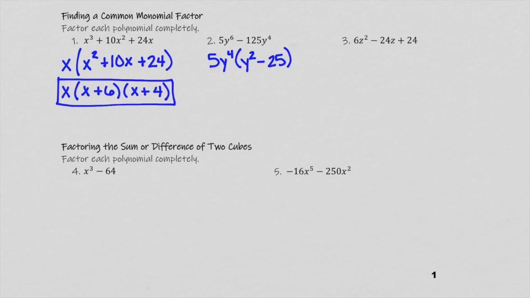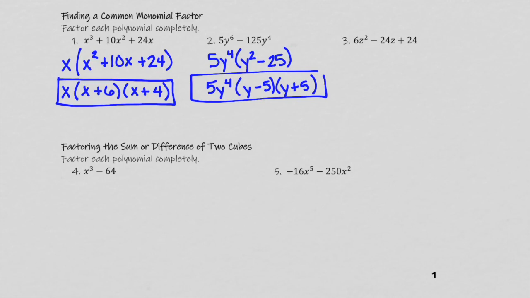Now, y squared minus 25 is a difference of squares. And our rules for that were, I take the square root of both and I get y and 5. One is minus, one is plus. So I have 5y to the 4th times y minus 5 times y plus 5.